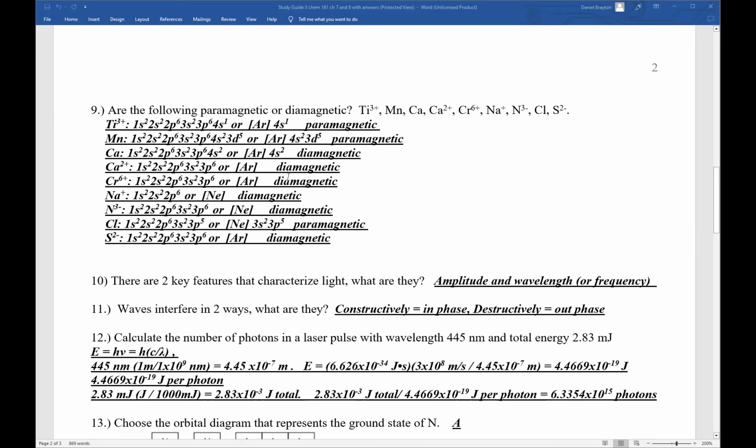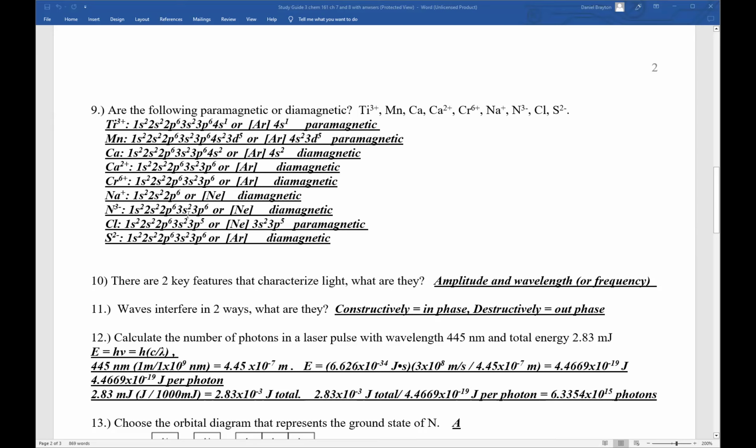Chromium, you go and find chromium on the periodic table. It's 6 elements over from group 1, so all 6 electrons are gone. So it basically has the same electron count as the one before it, calcium 2+, that argon, the noble gas before. Sodium, again, a group 1, that electron's gone. It's just the noble gas before it. Nitrogen with a 3-.